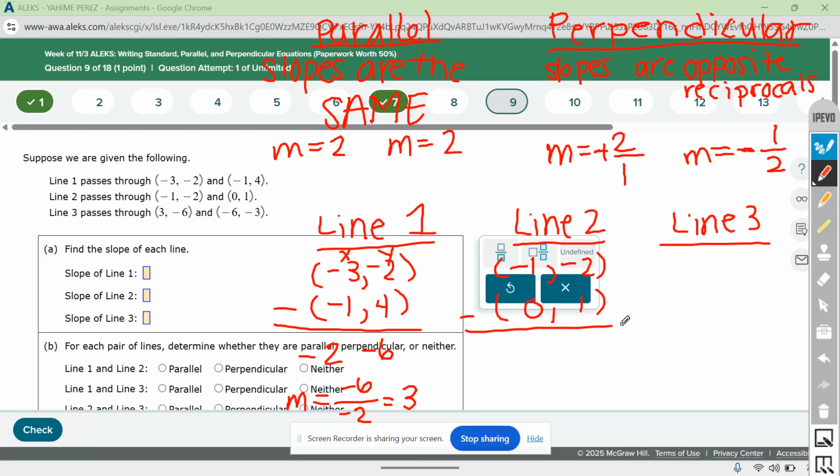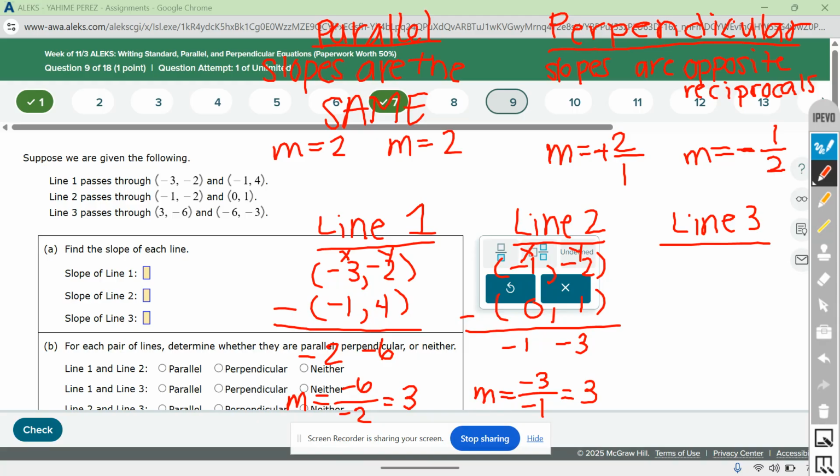We're going to subtract. -1 minus 0 is -1. -2 minus 1 is -3. Slope is a change of the y on top of the change of the x, so it'll be -3 on top of -1, which is +3 as well. So here we've got parallel lines because they're the same.